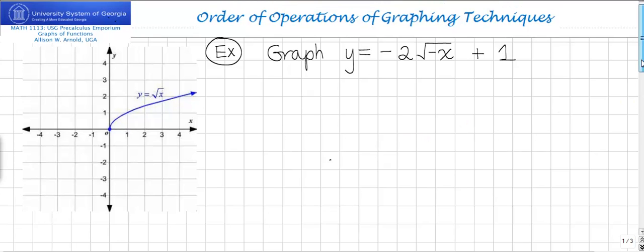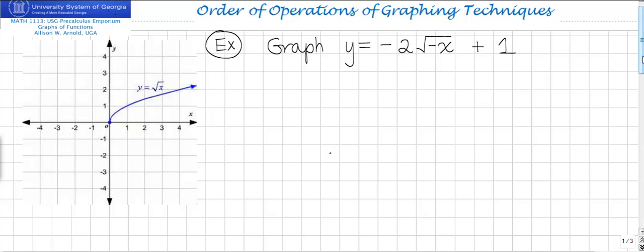Okay, let's take a look at putting this all together, how to handle order of operations with these graphing translations and transformations and reflections. So what if you're looking at y equals negative 2 times the square root of negative x plus 1? My first thought is, okay, what's the most basic graph that would relate to this equation? And I would choose y equals the square root of x, and then ask myself what happens to the y equals the square root of x through our graphing techniques.